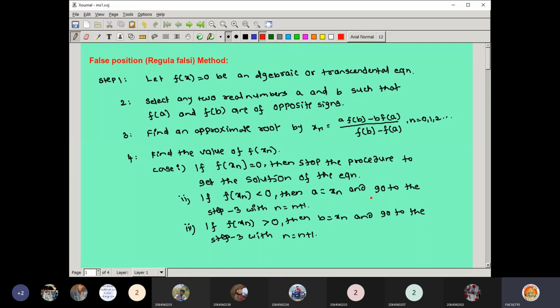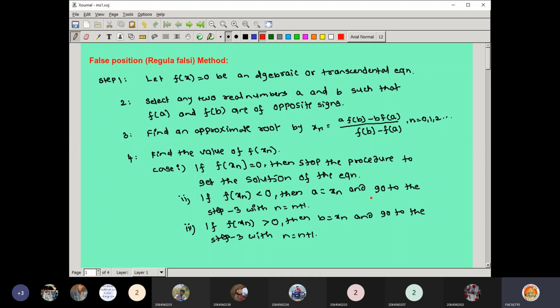Now we are entering the second method, the false position method, also called the regula falsi method. It is almost similar to the bisection method, with only a little bit of difference. While calculating the approximate root, we used xn equal to (a plus b) by 2 in the bisection method, whereas in the false position method, the approximate root is calculated by xn equal to (a f of b minus b f of a) divided by (f of b minus f of a). This is the only third step that changes compared with the previous method.